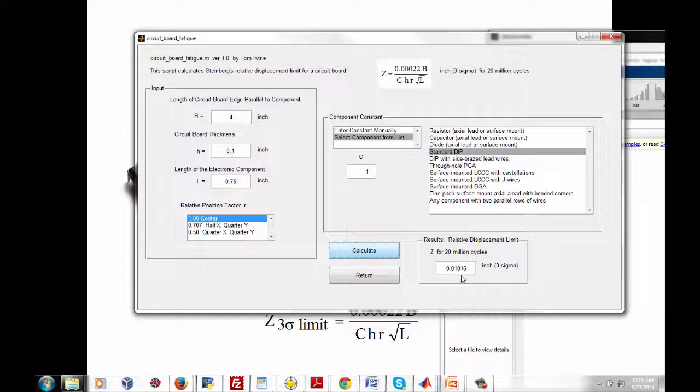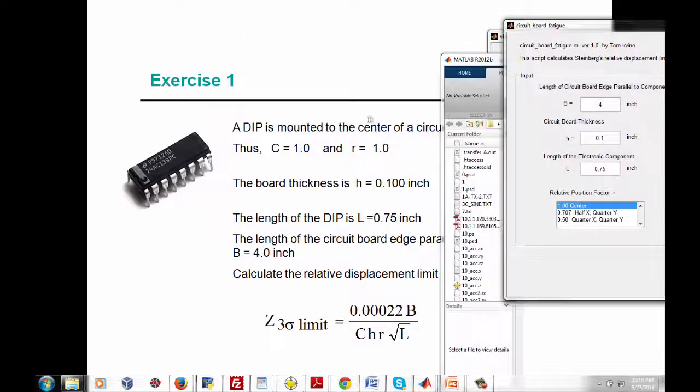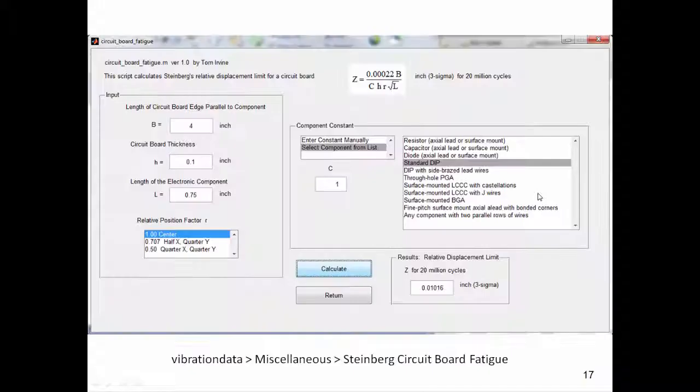So that's for the center of the circuit board. It can have a relative displacement up to 10 thousandths of an inch. And that's to allow that piece part to withstand 20 million stress reversal cycles referenced to the natural frequency. So at this point we're only half done, because now we have to consider, well, what is our predicted Z 3 sigma? So let's go to the other part of the exercise here. Okay, here's just a screenshot of what we just did, just for your reference.